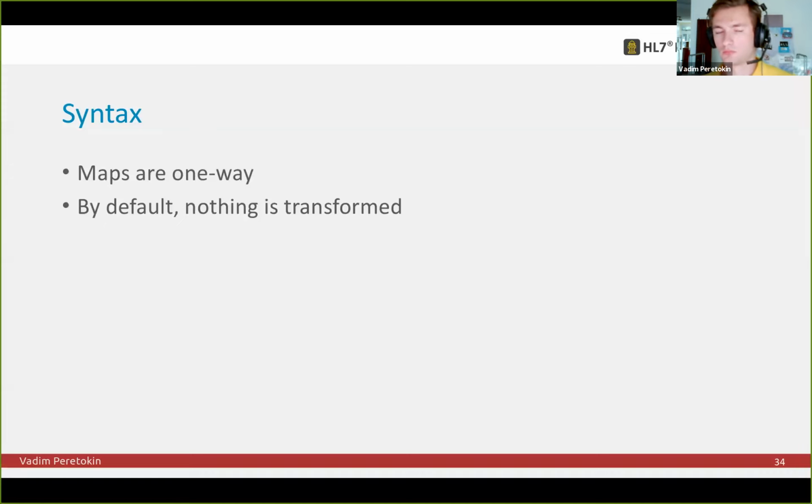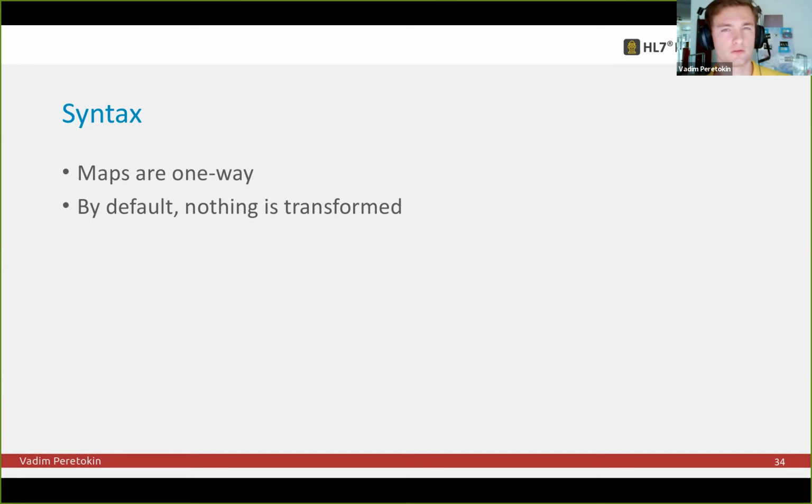Before we do, two very important points to keep in mind. Maps are one-way conversions. That is, using one map, you can convert, let's say, that logical model to FHIR, but you can't convert it from FHIR back to the logical model. You need to write a second map to do this. So maps are one-way in their nature. If you want two-way transformation, you write two maps.